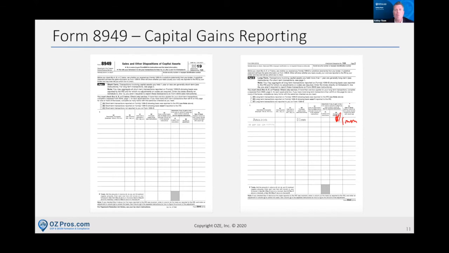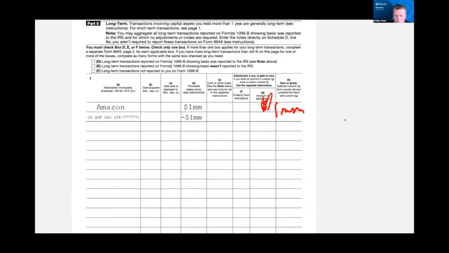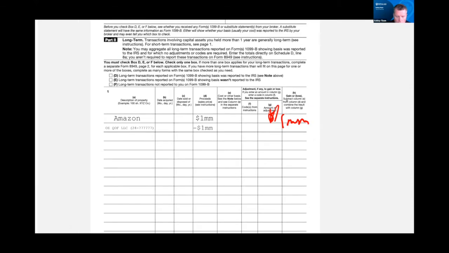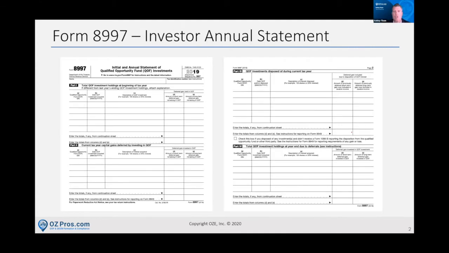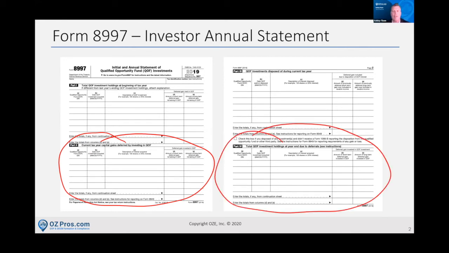And then you're going to indicate what the fund is and the EIN of the fund directly underneath that, and then how much of the gain you're going to be deferring via your investment into this opportunity fund. So you're going to put a negative $1 million there, and that's going to notify the IRS that you are engaging in an opportunity fund transaction, even if it's your own fund. Then you're also going to fill this out on the 8997. You're going to delineate how much you're deferring of your current year capital gains, and then you're going to show the total QOF investment holdings at the end of the year, and that's going to happen on your 8997.